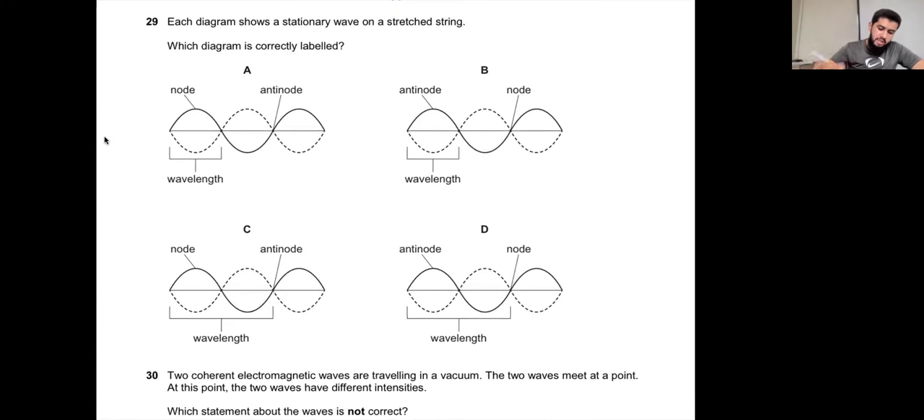Which diagram is labeled correctly for a stationary wave? Node to node is half a wavelength. This is half a wavelength. So it's either this or this based on just how wavelength is represented. Then when we talk about positions, this here is an antinode. No, this is not an antinode. This is an antinode and this is a node. So correct, D. Pretty simple.